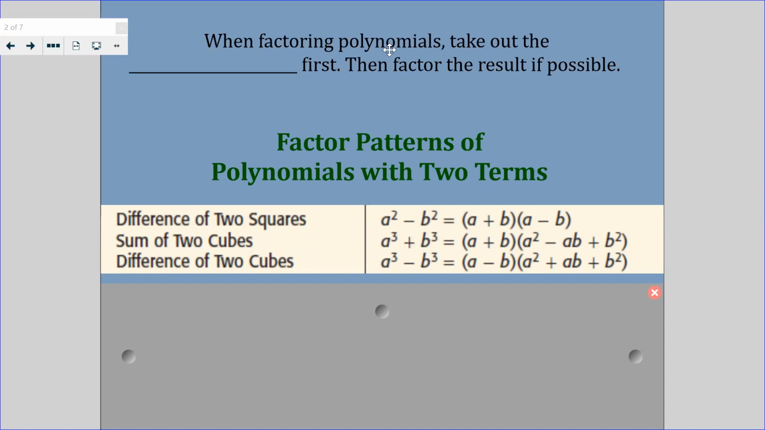Okay, but up at the top it says when factoring polynomials, take out the, you guessed it, GCF first, then factor the result. So technically this doesn't really matter. You don't have to take out the greatest common factor first, but pretty often it makes it a little bit easier if you take out what's in common first and then simplify what's left. But technically, you don't have to do it that way. All right, so there's our formulas for difference of cubes and sum of cubes. And then we'll talk about how to use those.